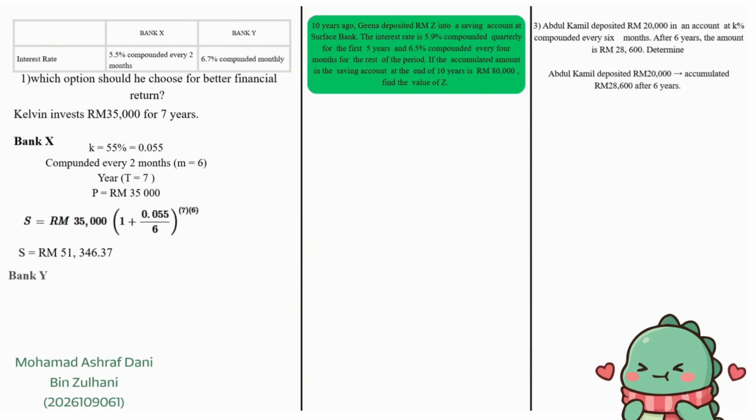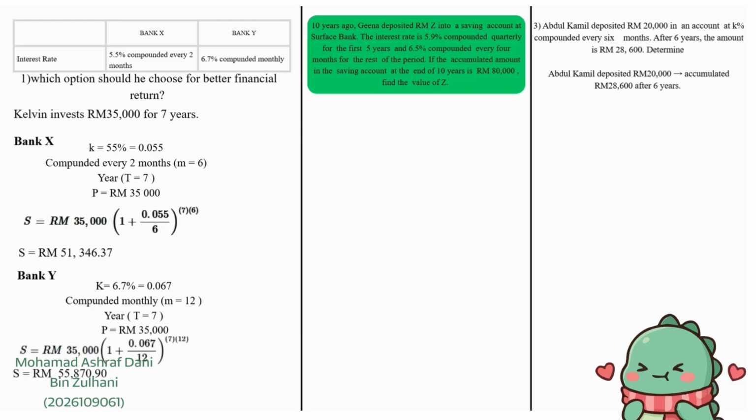Then for bank Y, the rate given is 6.7% compounded monthly, which is 12 times a year. This calculation gives the answer RM 55,870.90. So comparing the two, Kevin should definitely choose bank Y because it offers a significantly higher return.